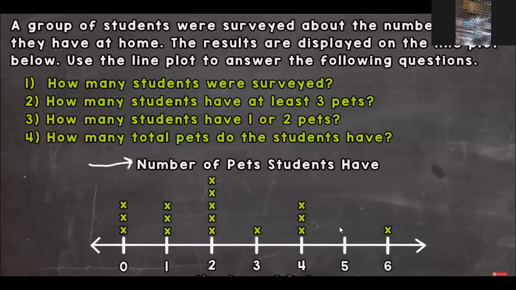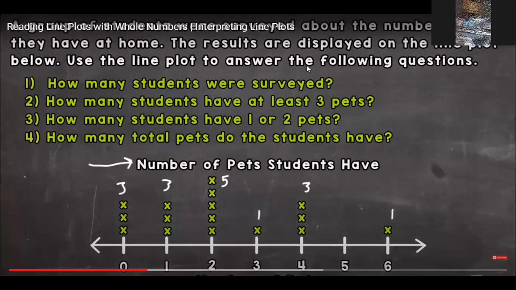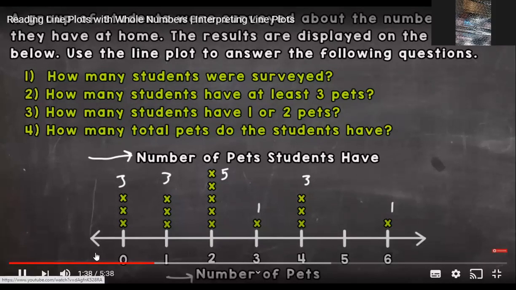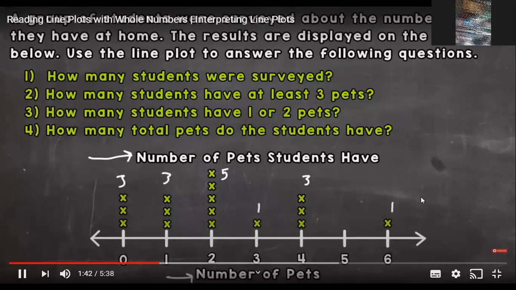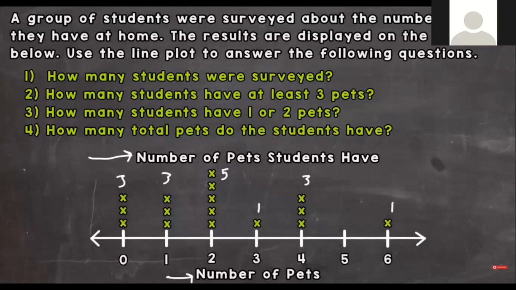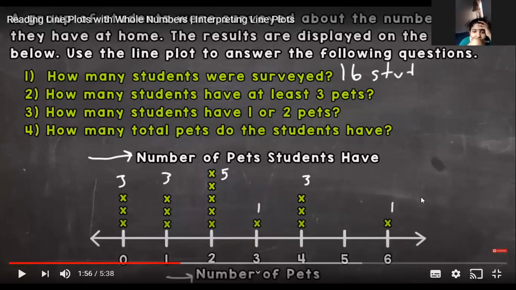So here, for 0 we have 3, for 1 we have 3, for 2 we have 5, for 3 we have 1, for 4 we have 3 students, and for 6 we have 1 student. For 5, there aren't any X's, so no students in that survey had 5 pets. And that's okay if you don't have X's above all of the numbers. So how many total students is that? 3 plus 3 is 6, plus 5 is 11, plus 1 is 12, plus 3 is 15, plus 1 is 16. So 16 students.